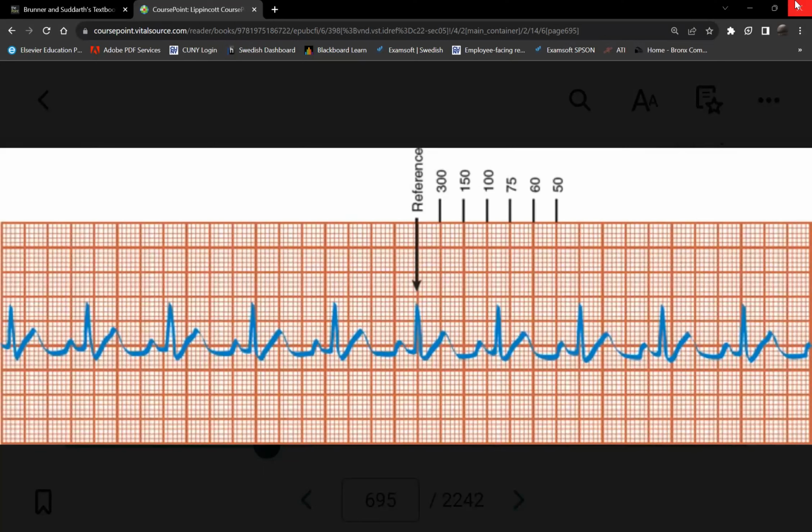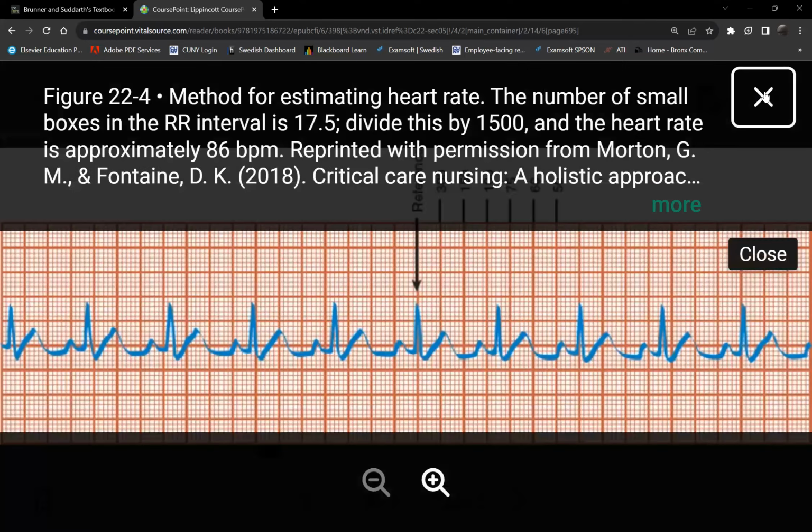So it's between here and here. Is it no more than 3 small boxes? Yes, it's normal. That's 3 small boxes there. 1, 2, 3. Okay, so that QRS complex is less than or equal to 3 small boxes, 0.12 seconds. Next step.